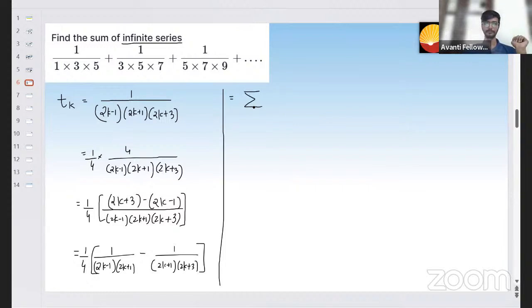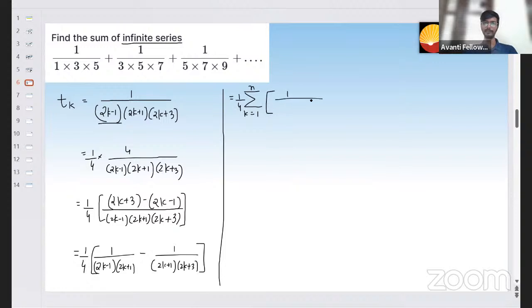Summation. k will start from 1, right? Because if I put 1 here, I'll get 1, 3 and 5. So, yeah, let's keep 1 to infinity for now. Let's put n, then we can put infinity in place of n at the end, right now, because n tends to infinity. 1 by 4. I can take 1 by 4 outside, right?